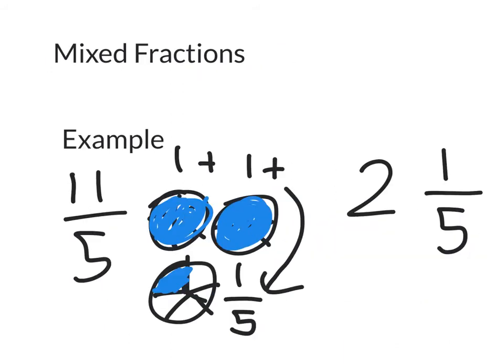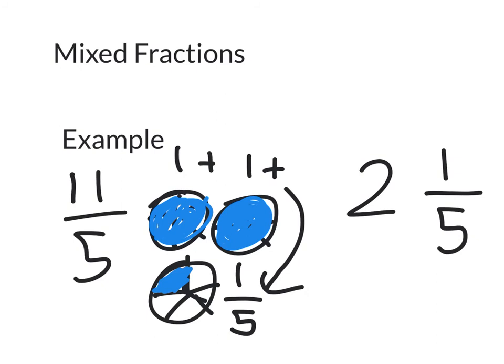So now I'm going to teach you about mixed fractions. Let's do the same example as we had last time, 11/5. You have your 1 whole, 2 wholes, and 1/5, which is the same thing as 11/5. If you add them all up together, you get 2 wholes and 1/5.